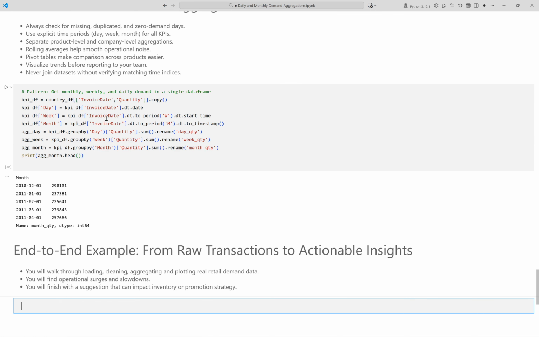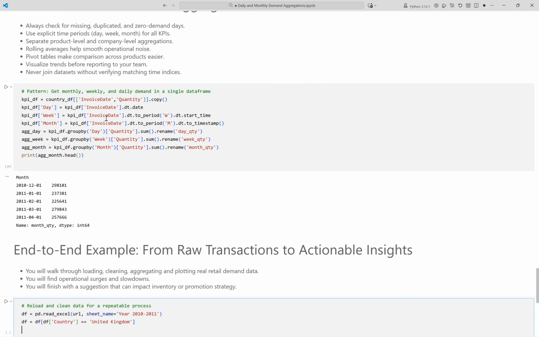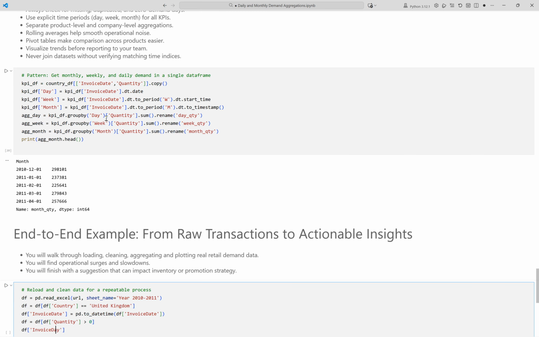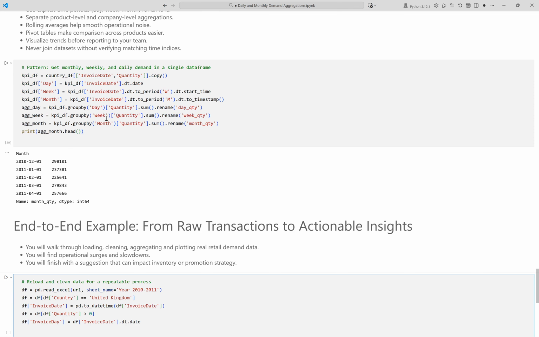Let us automate our best practices and work like a supply chain analyst. We reload the data for clean analysis. We filter to United Kingdom for operational focus. We convert invoice date to date time for time series. We remove negative, return, quantities for baseline demand. We extract the invoice day. We print how many transaction rows remain, a healthy baseline.